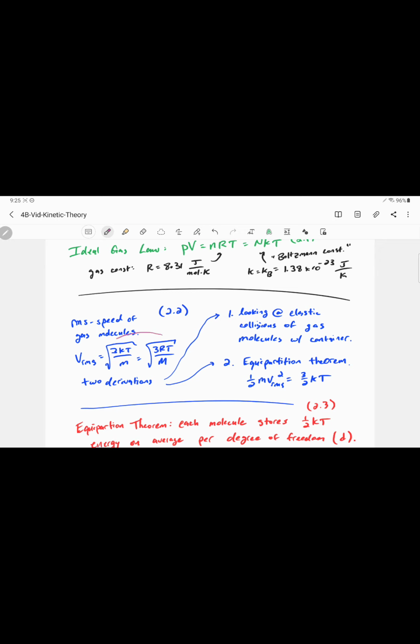So first, I'm just introducing you to the fact that a lot of equations that we write down can be written on a per molecule basis or on a macroscopic variable sort of basis. So this is square root of 3kT divided by m, so this would be Boltzmann's constant times temperature, and this lowercase m is going to be mass of 1 molecule. Or you could write this on a per mole basis.